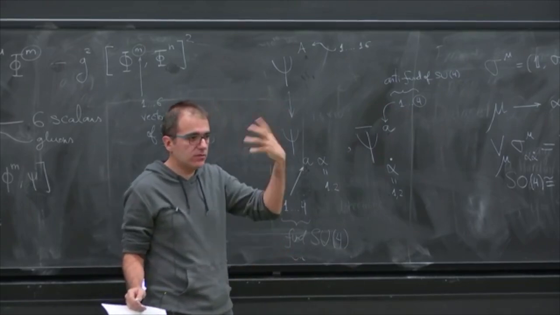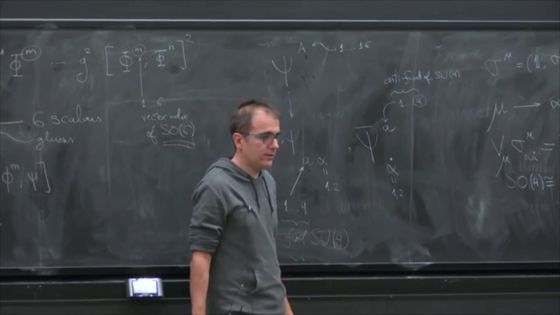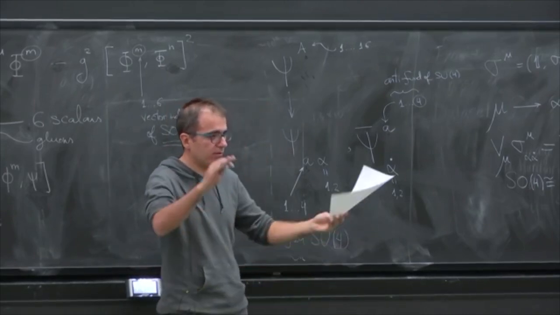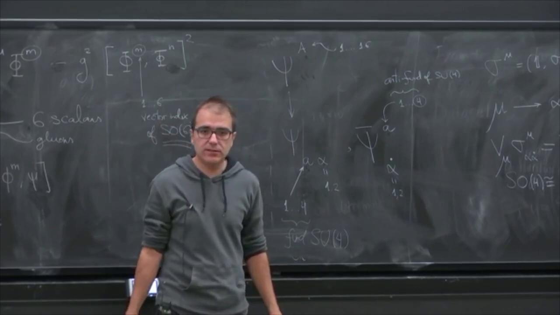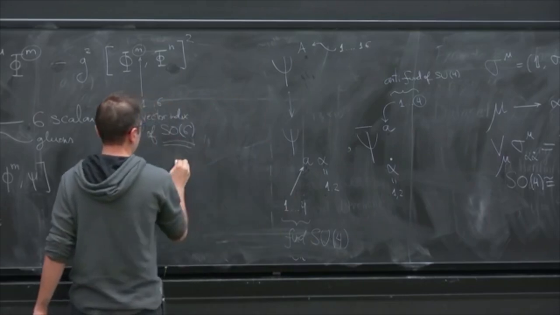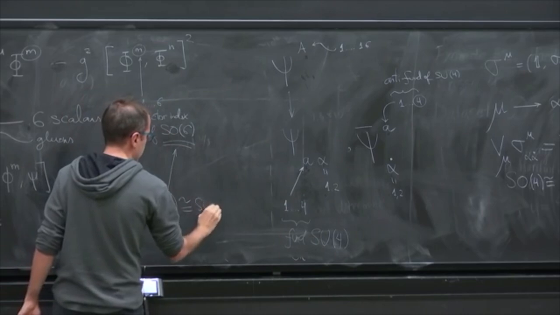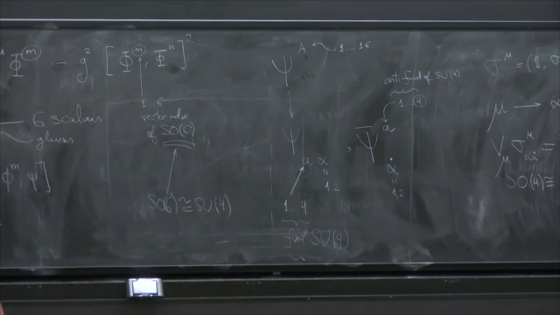Why would they transform nicely under this SU4? What is this SU4 doing here? This is fundamental. So you know what SU4 is, right? 4x4 matrices with unit determinant, etc. SU4 is nothing but SO6. SO6 is indeed isomorphic to SU4. It's the same as SU4. And so that's the origin of this SU4.